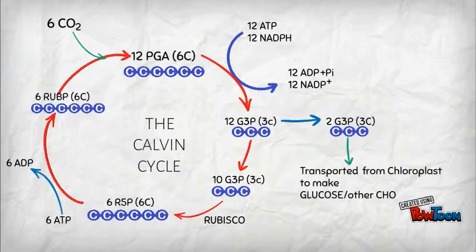Then 2 GTP molecules are transported from chloroplasts to make sugar molecules. 10 GTP molecules are converted into 6 ribulose 5-phosphate molecules. By the ribulose bisphosphate carboxylase oxygenase enzyme, which is denoted by Rubisco, the 6 ribulose 5-phosphate molecules are converted to 6 ribulose bisphosphate molecules, which again start the Calvin cycle by carbon fixation.